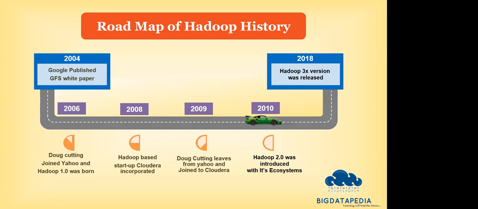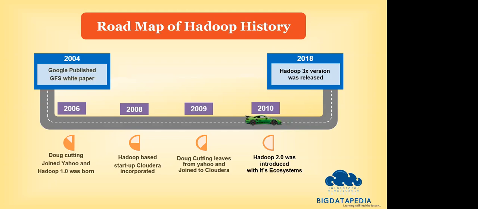In 2018, December, at the end, they released the Hadoop 3.x version, and Hadoop 3.x is more flexible compared with the Hadoop 2.x version. So all the companies are moving to Hadoop 3.x nowadays. They have validated it because there is a lot of cost benefit they will be getting.